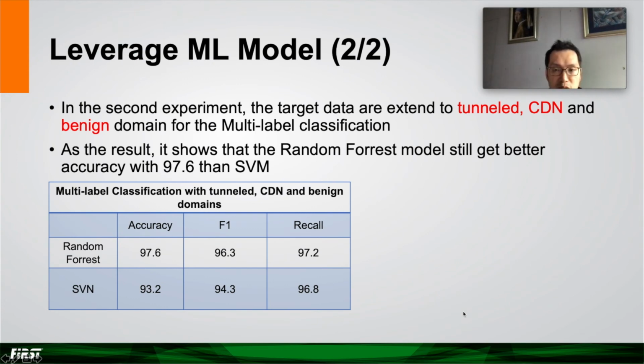And in the second experiment, the target data are extended to tunnel, CDN, and the benign domain for the multi-label classification. As a result, the random forest model still gets 97.6%, and it is also better than the SVM model. According to the above two experiment results, we can see that the extracted features are very effective in helping us with the classification of those behaviors.